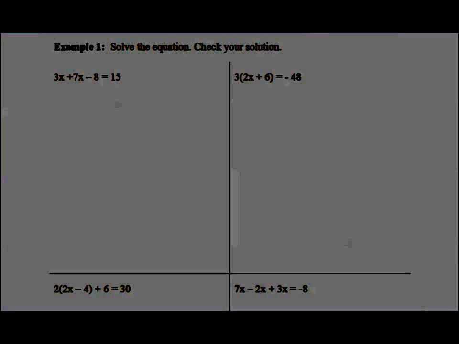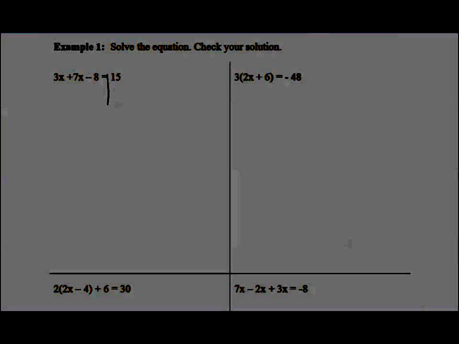My first problem I have 3x plus 7x minus 8 equals 15. Well, if I look at this, if I were to cover up the equals 15, I'm left with the expression 3x plus 7x minus 8. Well, we learned how to combine like terms, like I said in lesson 1.3. Well, all we're doing now, in order to solve this equation, we're going to have to combine like terms before we start. So I'm starting off the exact same way.